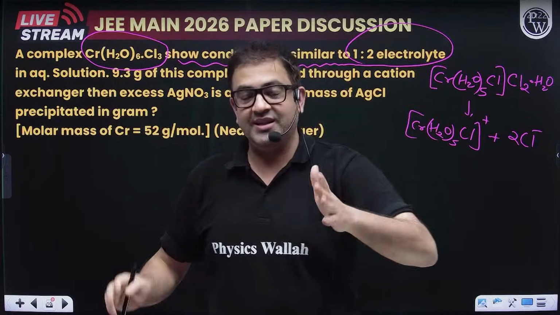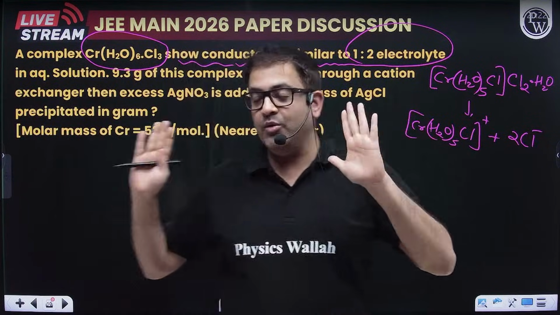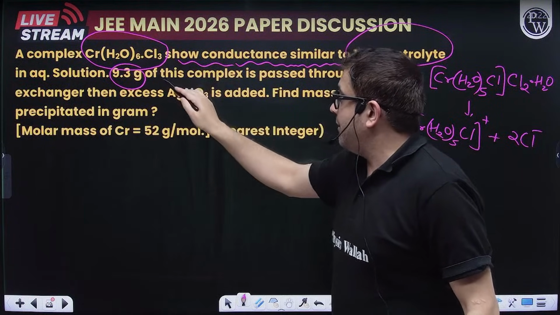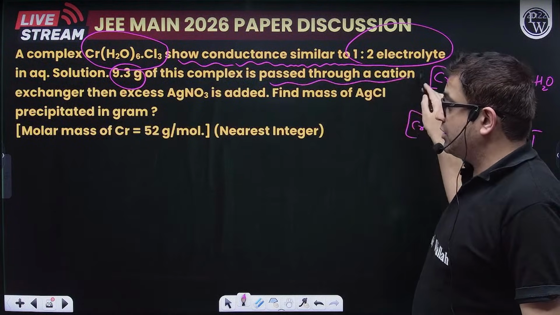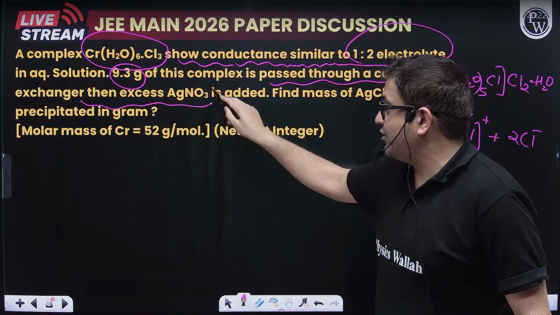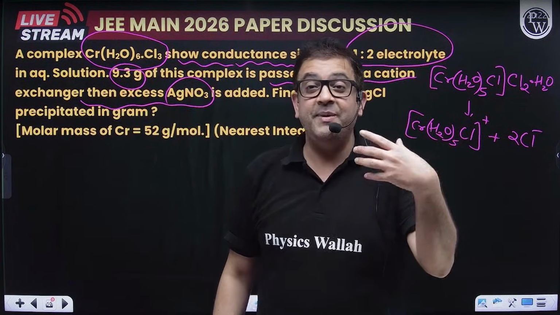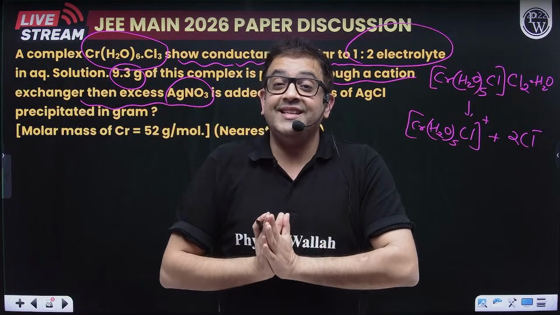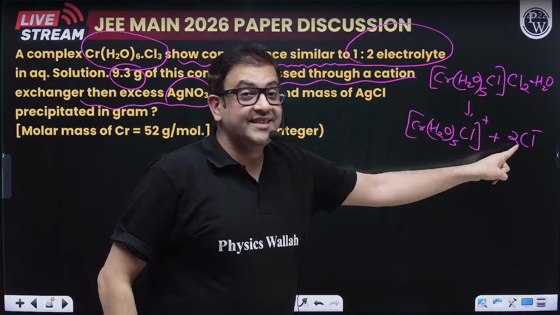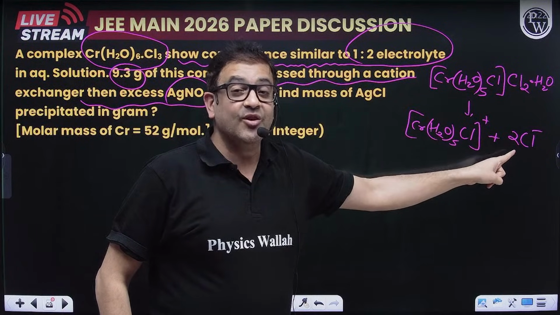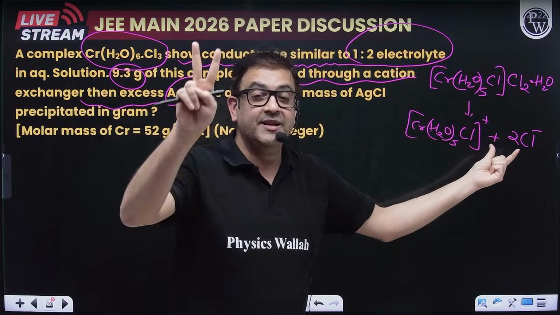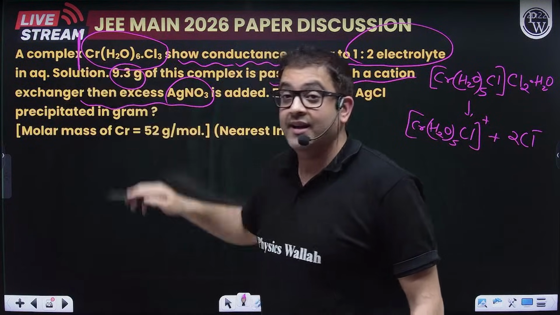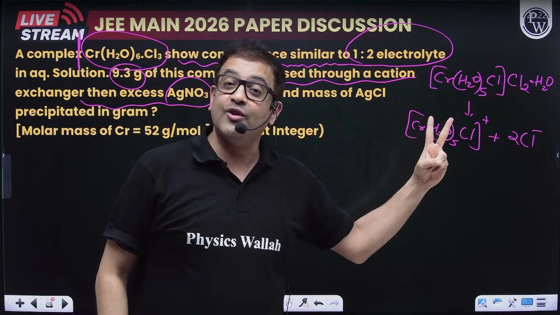Now go to the question. That was the trickiest part. Now go to the question. It is saying 9.3 gram of this complex is passed through a cation exchanger, then excess AgNO3. Now again, it has become a basic practical organic chemistry question. What does silver nitrate do? It precipitates Ag in the form of AgCl. So how many moles of AgCl will be precipitated? 2. If I had 1 mole of this complex, I would be getting 2 moles of AgCl.